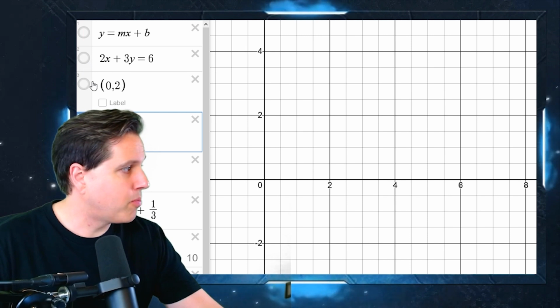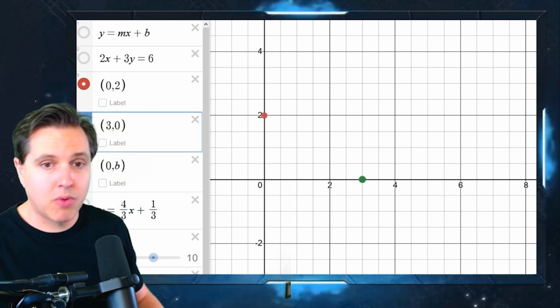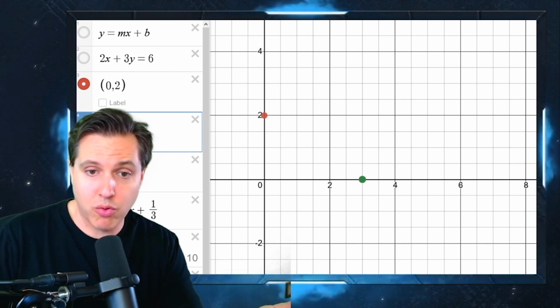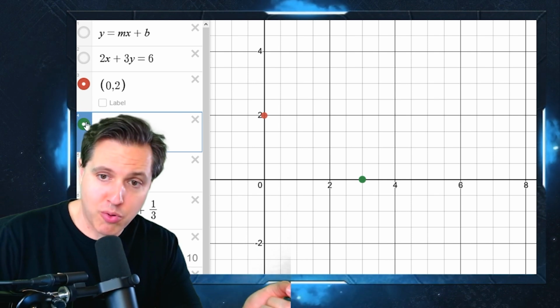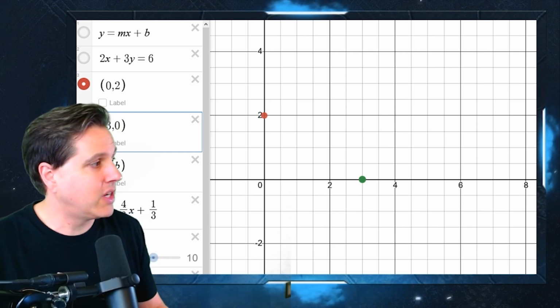Okay, so let's plot our points that we were looking at. This is our point (0, 2). And here we have the point (3, 0), right? Those are the 2 points. And then if we were going through the whole process, we should have a third point in there and it should line up with the other 2. If it does, then we're pretty confident we did it correctly.